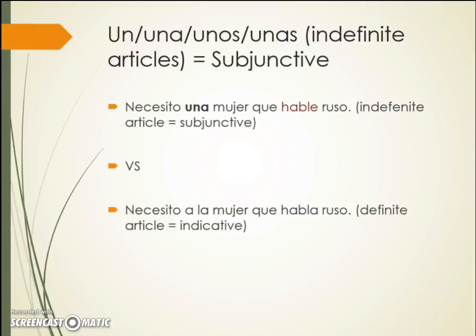Here's an example of when we have identified this woman, we know she speaks Russian. It says, I need the woman that speaks Russian. Necesito a la mujer que habla ruso. Notice how subtle it is. The first sentence is una. The second sentence is la, using a definite article equals indicative. So this is a very subtle subjunctive. It's not as obvious as the trigger verb one, okay? So it's kind of subtle, but I don't think it's really that complicated.